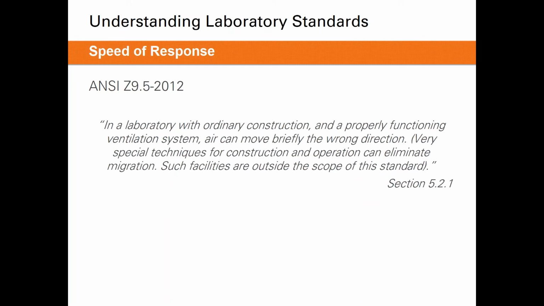ANSI Z9.5 also states that in a laboratory with ordinary construction and a properly functioning ventilation system, air can move briefly in the wrong direction. So as we open doors, room pressurization will not be maintained. And in most cases, it is acceptable for air to briefly move out of the door before we maintain our proper flow direction again when the room stabilizes. If you are designing rooms that require no air to exit the space, then there are special construction techniques and operation that can eliminate that migration. However, they do fall outside of the scope of ANSI Z9.5.